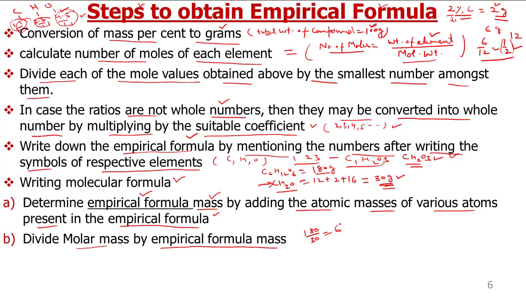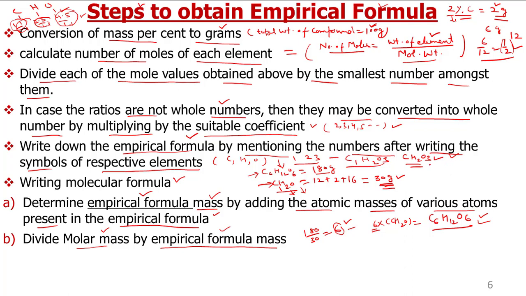So this will give you the factor by which we have to multiply the empirical formula to get the molecular formula. So what we will do, we will divide the molar mass by the empirical formula mass to get this number. So 6 into CH2O is C6H12O6, which is the molecular formula. We multiply this number with the number of atoms. So it has one atom, so we get C6. 6 into 2 is 12, 6 into 1 is 6.